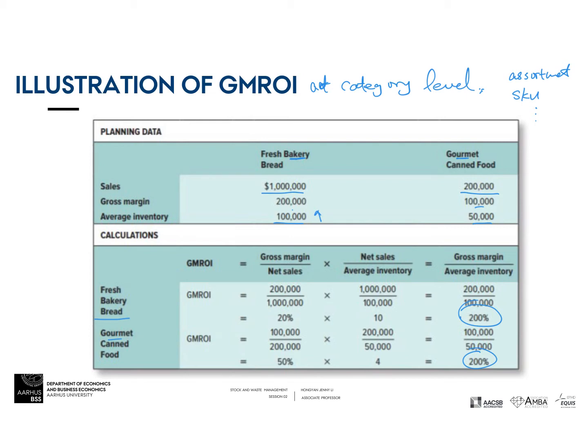Now you can see the fresh bakery bread actually has a very high sales to stock ratio, and the gourmet canned food actually has a higher gross margin. So in the end, you actually get the same performance for the two categories.